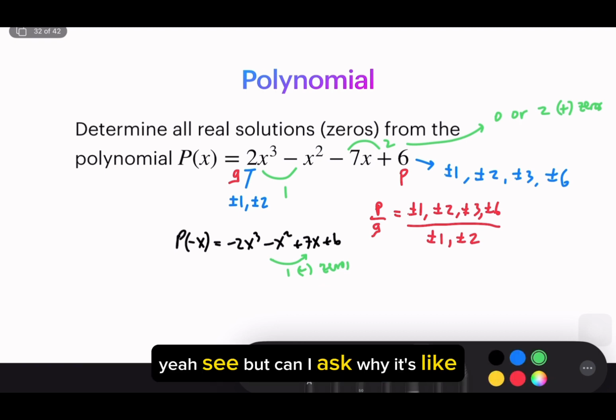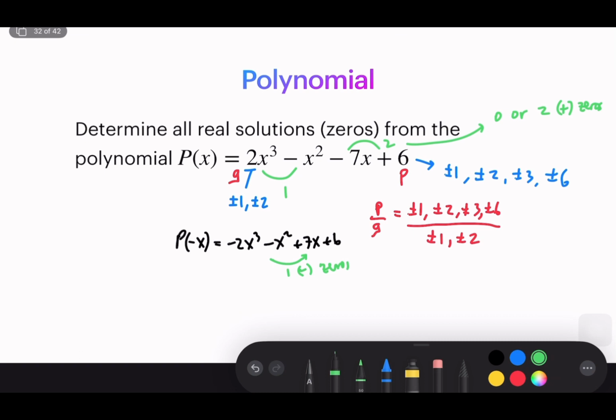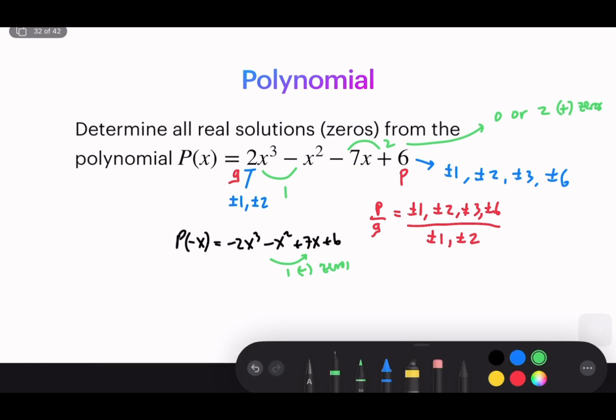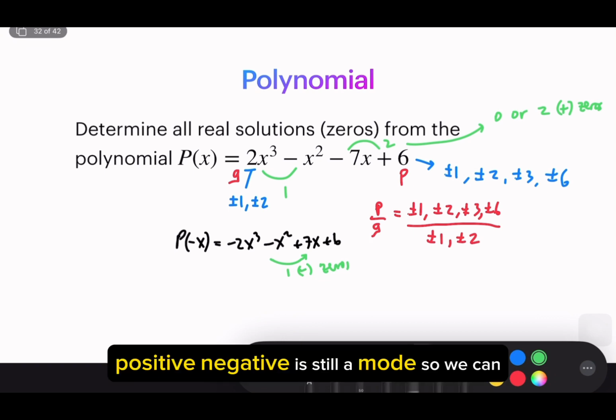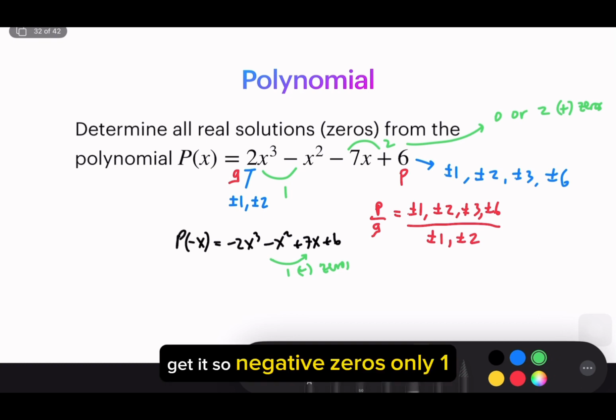Yeah, I understand, but can I ask why it's that just some of the terms change the sign and not the other? Negative x, put the cube here, negative, right? So negative. Negative x going to x squared is positive, won't change. Okay, no change, right? Oh, okay. Positive, negative is still negative. Oh, so it will depend on the way of the. Yeah, of course. Okay. Get it?